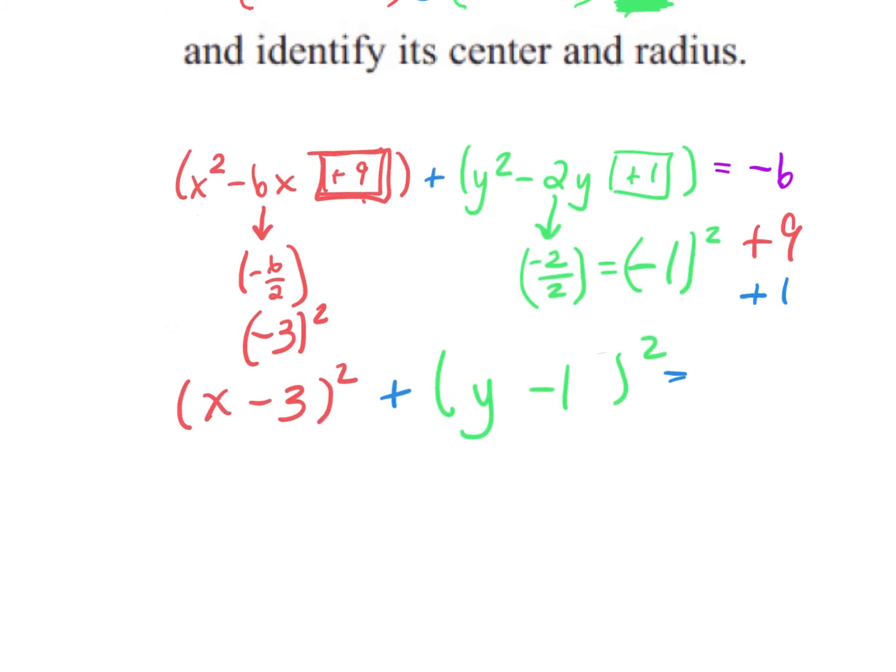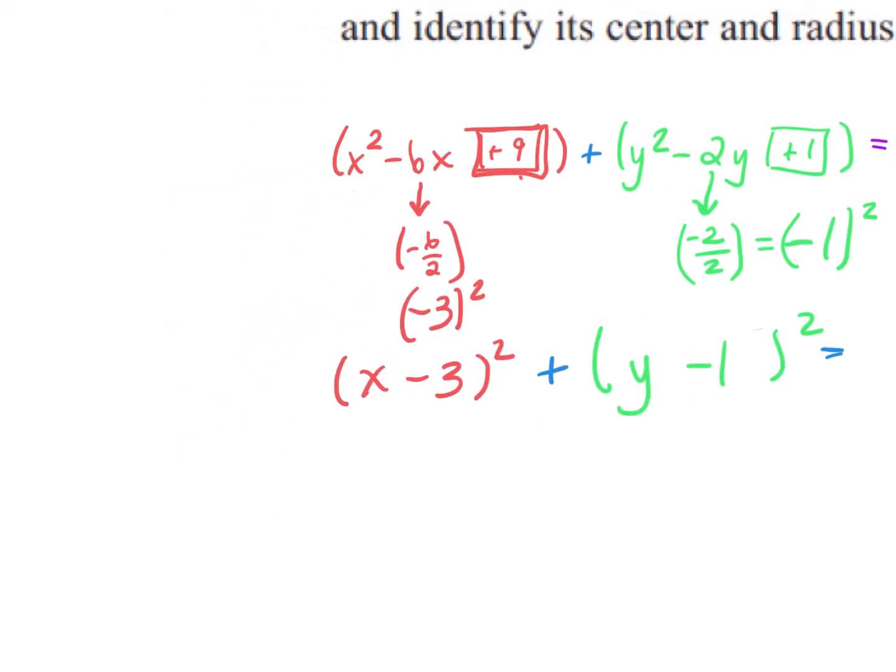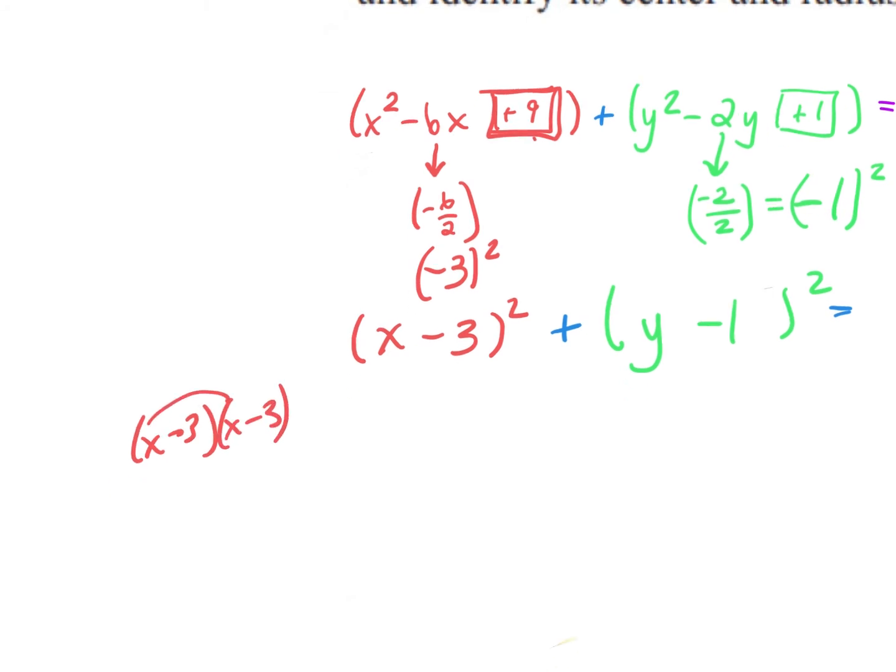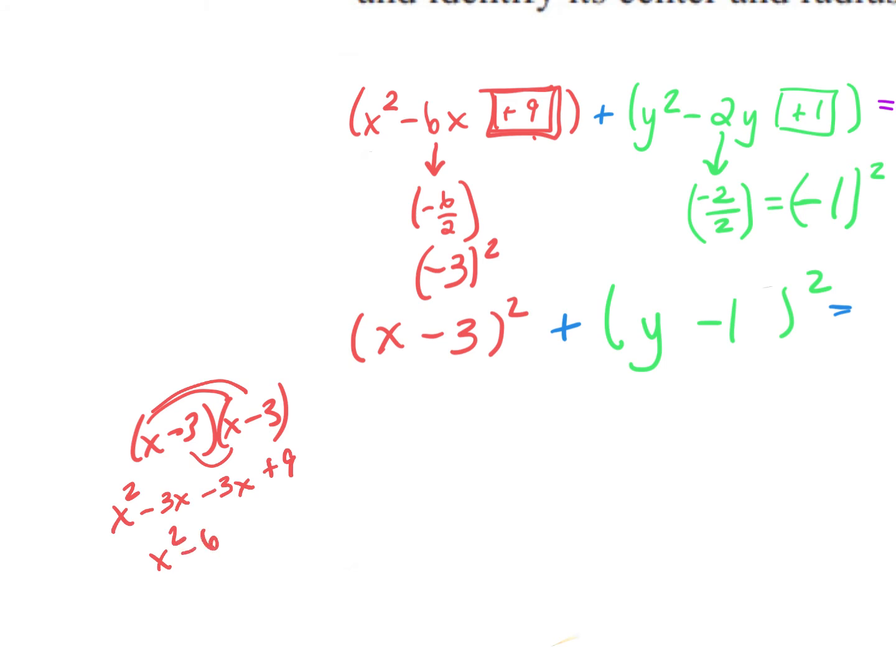Do you guys agree with me? Look, if I wrote out, I'm going to do it over here. If I said x minus 3 times x minus 3, and I FOIL it out, x times x is x squared. X times negative 3 is negative 3x. Negative 3 times x is negative 3x. Negative 3 and negative 3 is positive 9, right? X squared minus 6x plus 9. Is that what we had right there? So all you did was just factor that. You factored it by what's called completing the square.